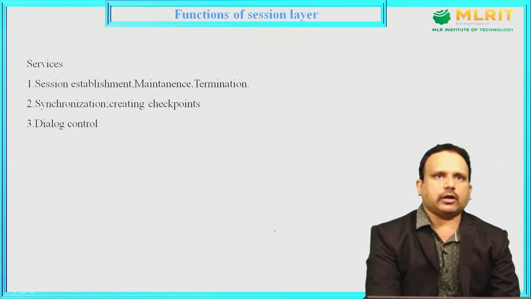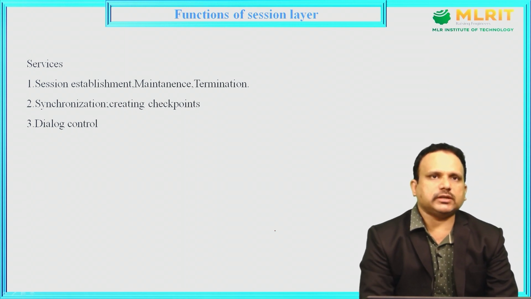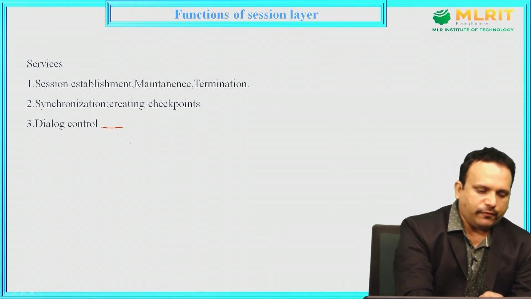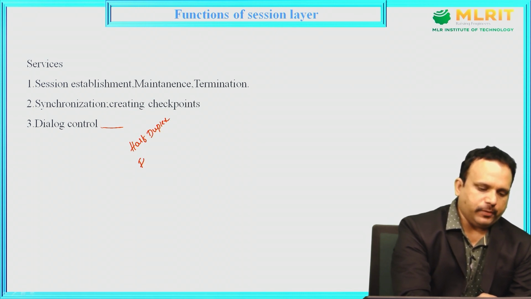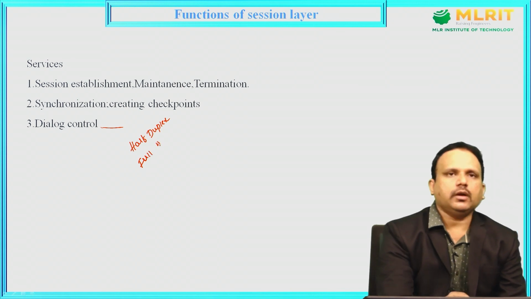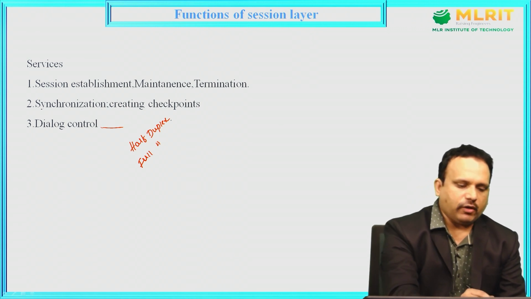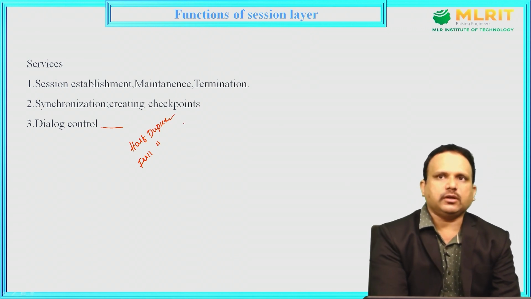And dialog control. If you want to establish dialogues between the sender and receiver, dialog control plays a major role. It might be in the form of half duplex, or it might be in the form of full duplex. Half duplex in the sense the data transmission is done in only one direction. In the previous classes I have already covered half duplex. If you have any doubts, you can refer to those videos.